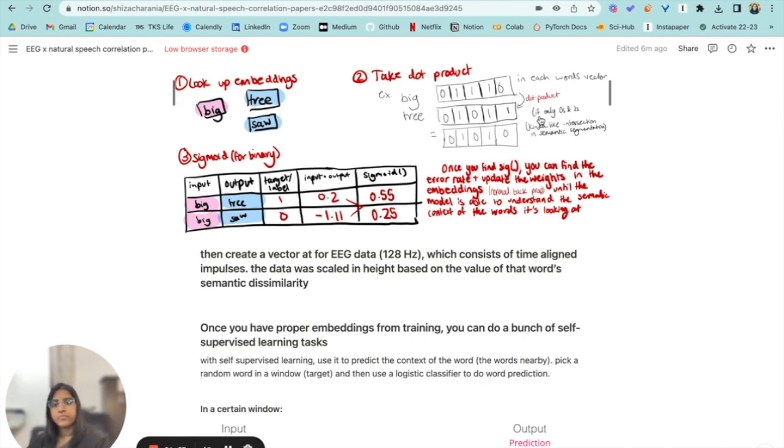So once you have the proper embeddings from the training, you can actually do a bunch of self-supervised learning tasks. And I honestly think self-supervised learning is one of the next big things in AI, because it can give a really good understanding of semantic concepts, and from that you can try to find a bunch of modules for reasoning and logic that can help us get to AGI. And Yann LeCun especially talks a lot about self-supervised learning. He's very bullish about it.